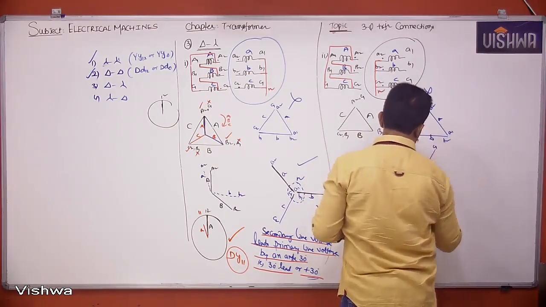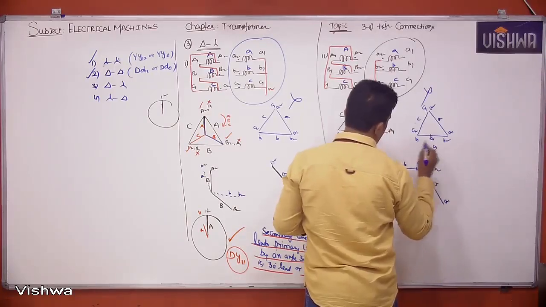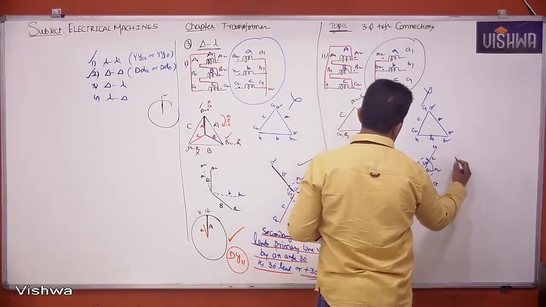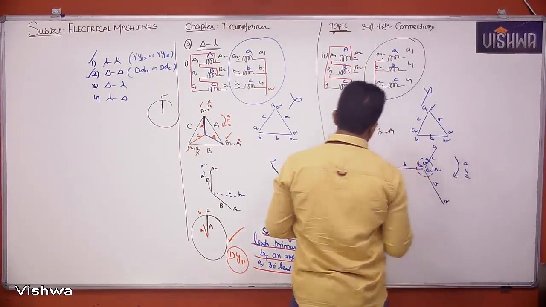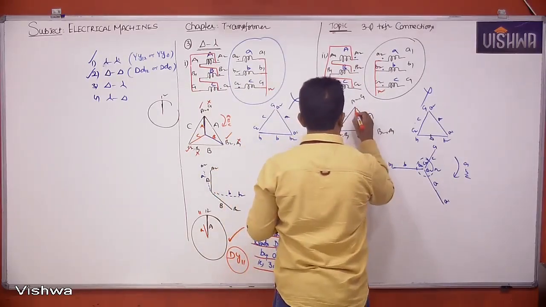Orientation should not change. This is small c. This is A2, B2, C2, starting with neutral N. ABC is the phase sequence here. Now please try to draw the star equivalent in the primary delta side.